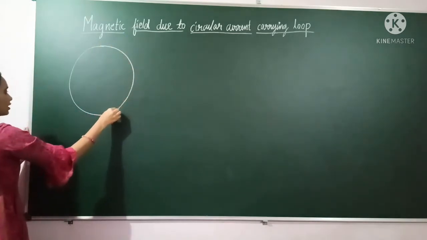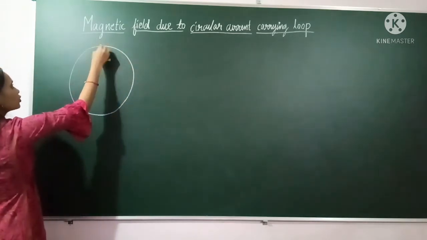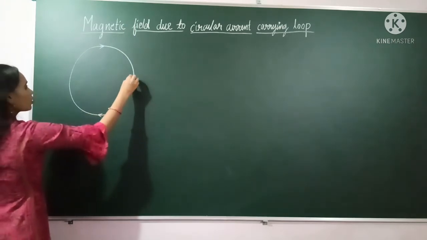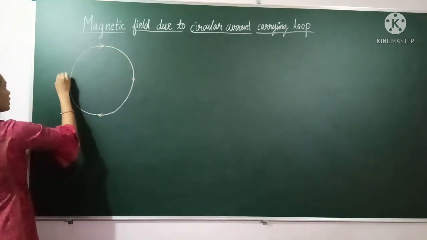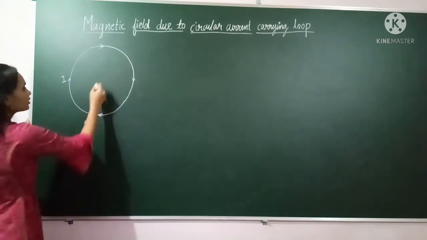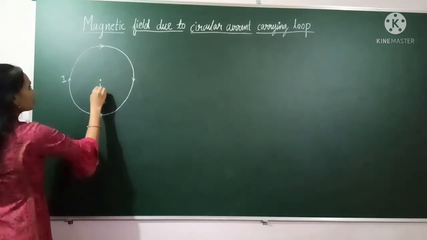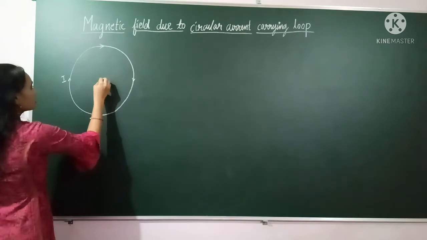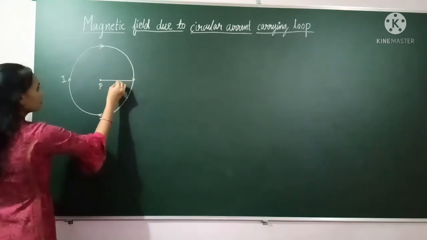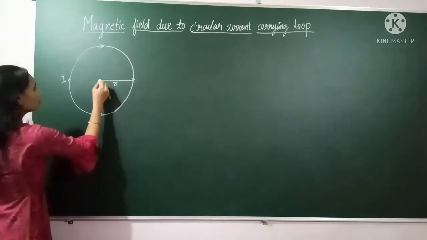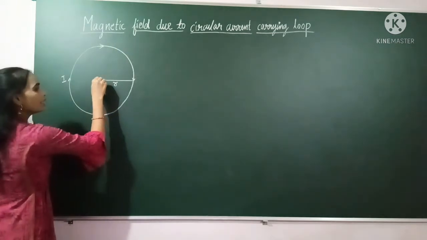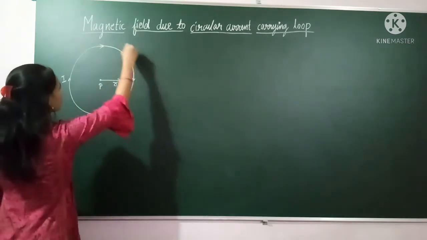First of all we will take one circular loop. So this is our circular loop. In this circular loop the current is flowing in the clockwise direction. So this is the direction of the flow of current. Next, this is the center point P. From this center, this is our radius, and this radius we will take as R. Next, we want to calculate the magnetic field at the point P because of this circular loop.